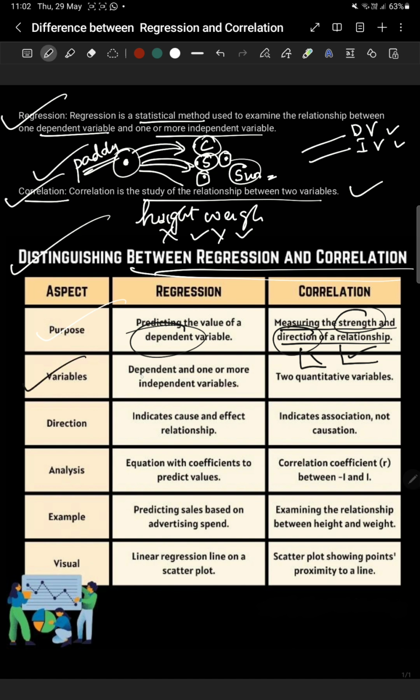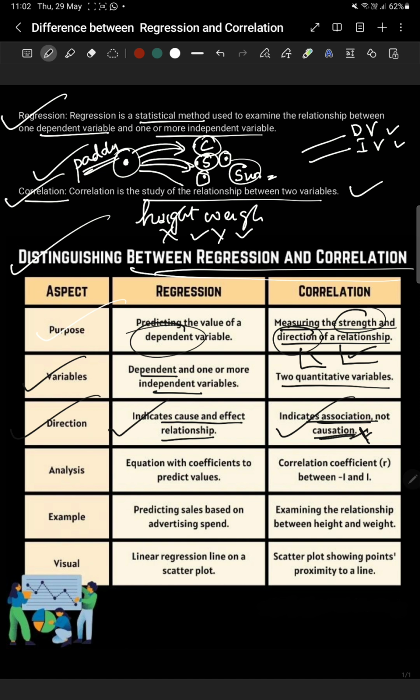Then variables: in regression, a dependent variable and an independent variable. In correlation, two quantitative variables. Then the direction: regression indicates a cause and effect relationship, that is, because of this, that has happened. Correlation indicates association, no causation, no cause and effect, it's only association.